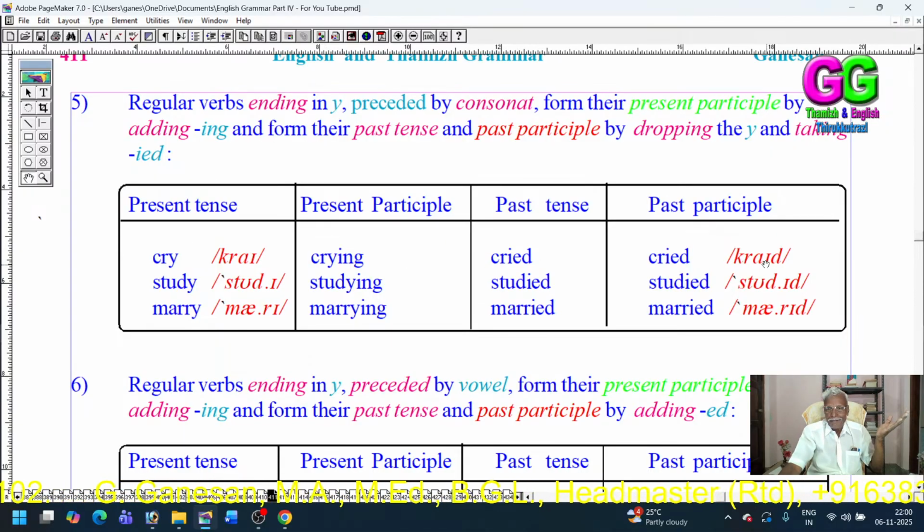Cry, crying, cried, cried. Study, studying, studied, studied. Marry, marrying, married, married. Cry, study, marry. Crying, studying, marrying. Cried, studied, married. So again, regular verbs ending in Y preceded by consonant form their present participle by adding ing. They form their past tense and past participle by dropping the Y and taking ied.